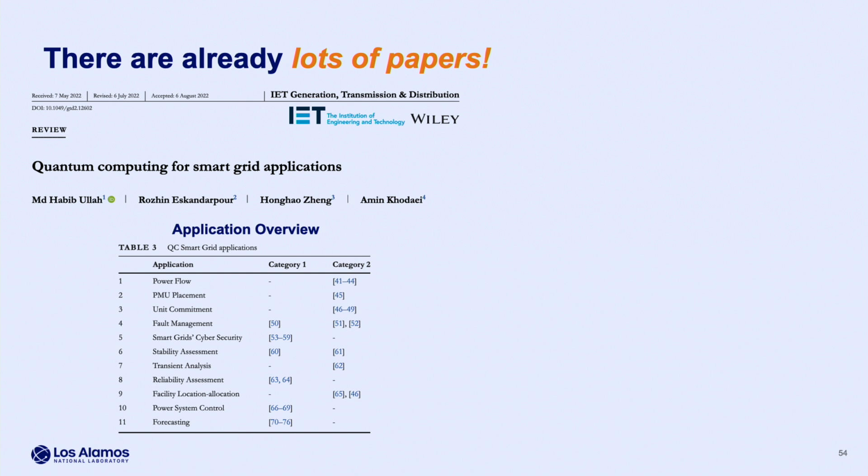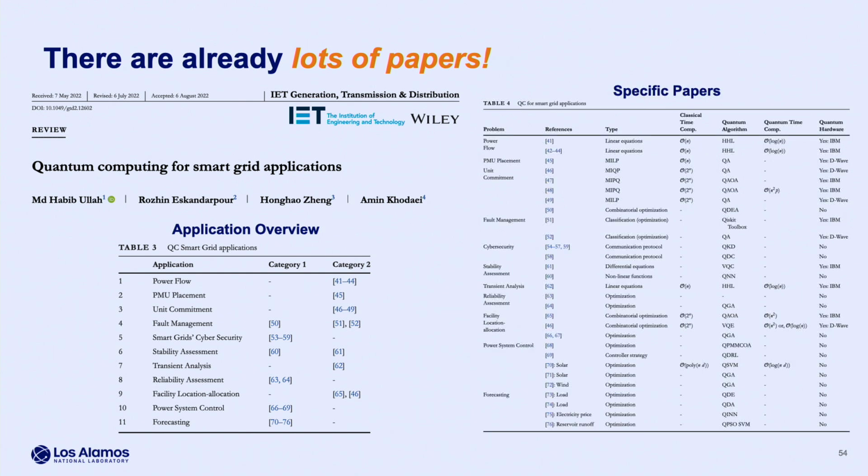If I recall correctly, category 1 is they just studied it in theory, and category 2 is they also ran it on a real quantum computer. This is an extended list where they really showed every paper. And what do they show here? Exactly the reference, the type of computation they were doing, what the classical time complexity is, what quantum algorithm they use, what the quantum time complexity is, whether they ran on hardware, yes or no, and which hardware they ran on. It's really incredible. I can highly recommend this survey, which is now 2 years old.